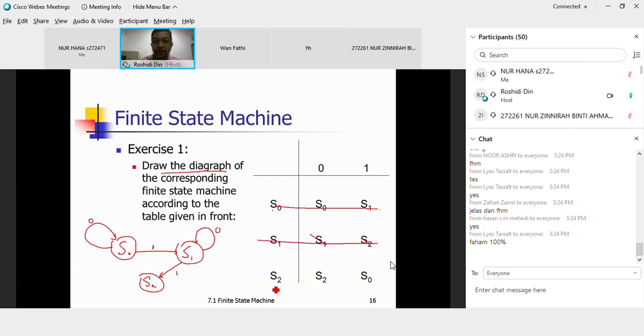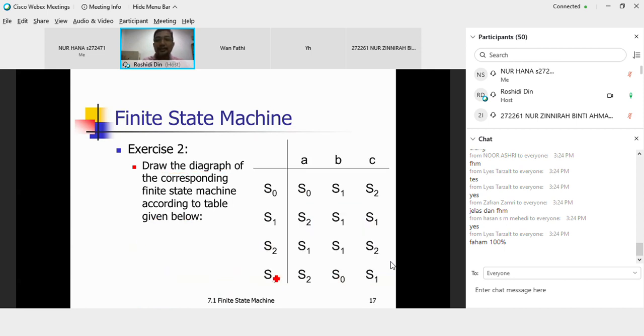Now we focus on S2. S2 map to S2. The answer is 0. S2 map to S0. The answer is 1. This is the answer for this exercise. Okay. Is it easy? Good. 100%. Good. I'm happy.